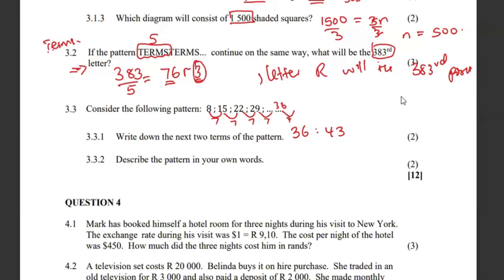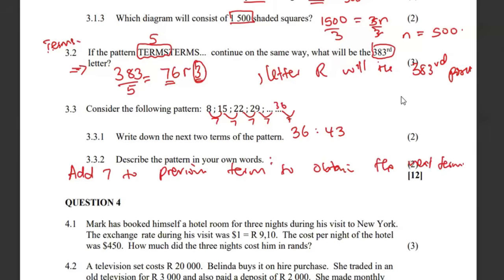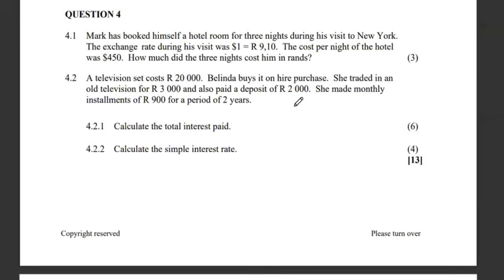Okay, then describe the pattern in your own words. So we are saying that we add 7 to the previous term to obtain the next term. Add 7 to the previous term for you to obtain the next term. Okay, and then question four.